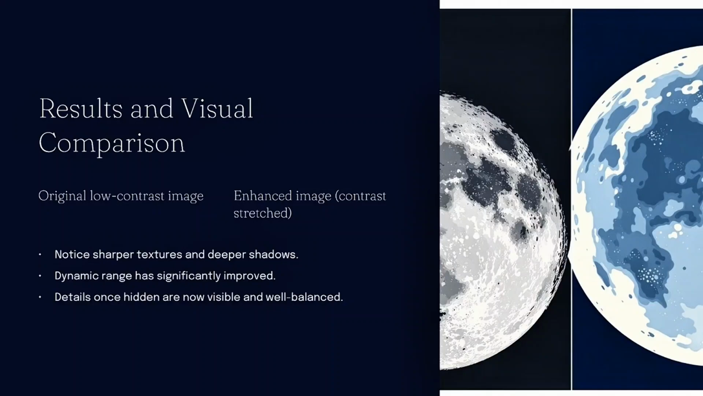If we look at the histogram, we can see how the pixel values have expanded across a wider range, representing a significant boost in dynamic range. This expansion not only increases contrast but also brings out the subtle textures that were hidden before. The same principle is used in many professional applications such as medical imaging to improve X-rays and MRI scans, or satellite imaging to enhance terrain details. It's a simple yet very practical method.